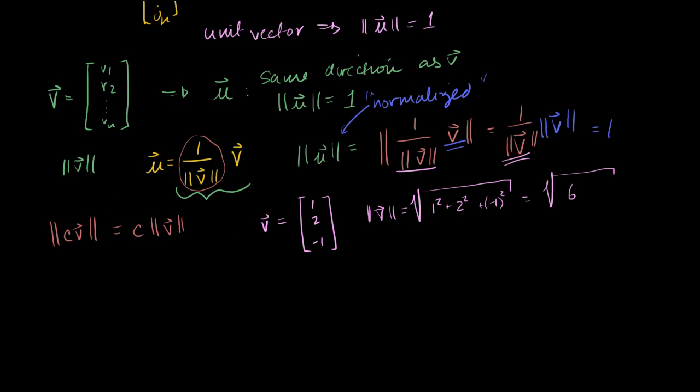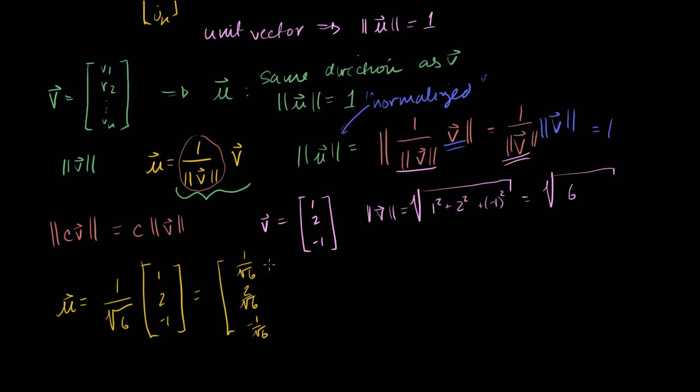So if I want to construct a normalized vector u that goes in the same direction as v, I can just define my vector u as being equal to 1 over the length of v, 1 over the square root of 6, times v. So times 1, 2, minus 1, which is equal to 1 over square root of 6, 2 over the square root of 6, and minus 1 over the square root of 6. And I'll leave it for you to verify that the length of u is going to be equal to 1.